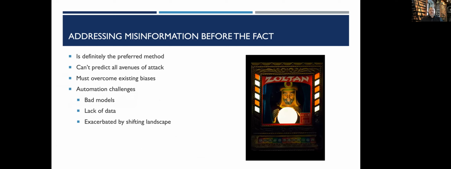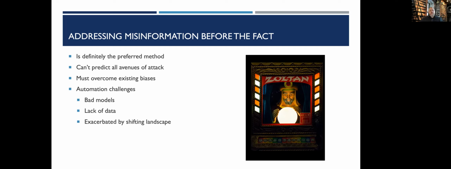So addressing misinformation before the fact, there's been some discussions here, and it's definitely the preferred method. If you can counteract misinformation and disinformation ahead of time, then why wouldn't you? Well, the problem is you can't predict all avenues of attack. So sooner or later, you're going to be reacting to an attack that already happened. The other problem is that you've got to start working on some of those existing biases. So for any given topic, again, if you believe that pineapple belongs on pizza, I've got to overcome that to convince you of the truth that pineapple doesn't belong on pizza. Pineapple actually does belong on pizza.